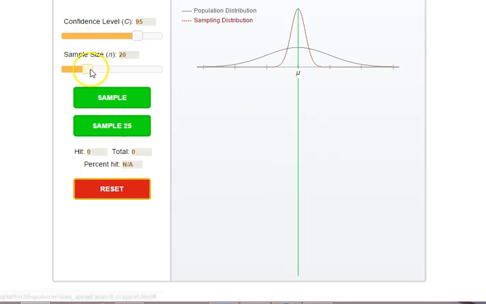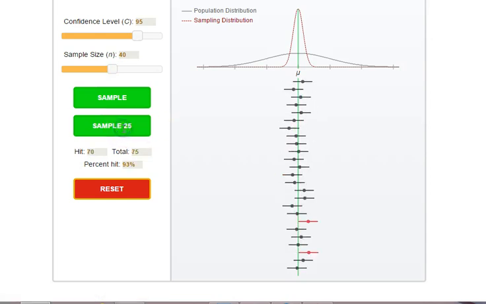But what happens if I make the sample size 40 instead of 20? Notice my percent hit is still around 95%. So my level of confidence stays the same. I'm 95% confident, but notice that the degree of precision in my estimate is now greater because I have smaller intervals. So when I increased the sample size, it made my intervals smaller.